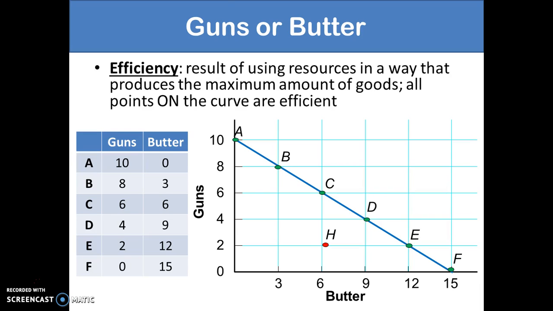Efficiency is also found on a PPC, and efficiency is the result of using resources in a way that produces the maximum amount of goods. And so all points on the curve are efficient. So even though all the points inside the curve, even letter H, are possible, only points on the curve, so these green dots, are efficient.